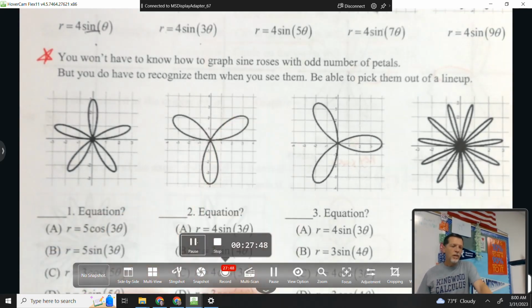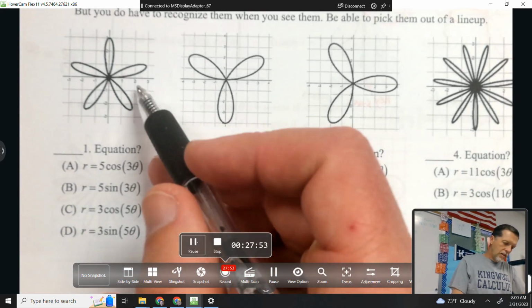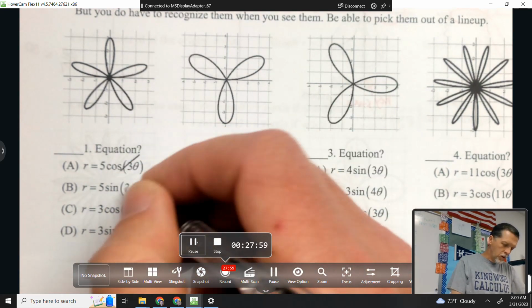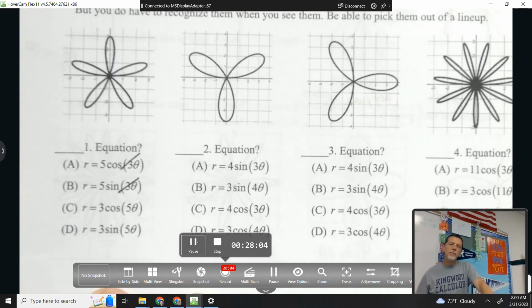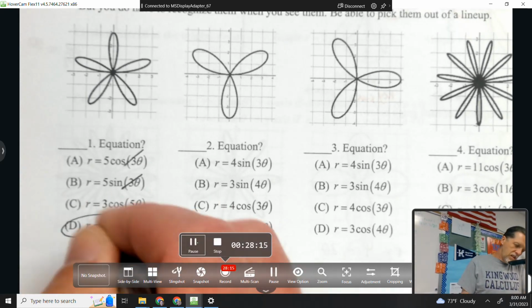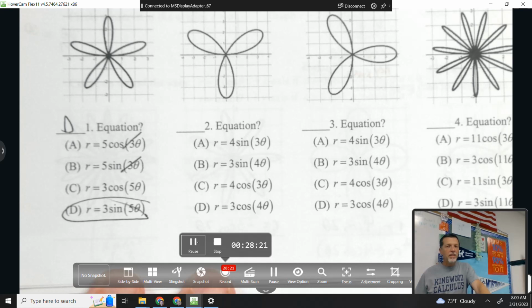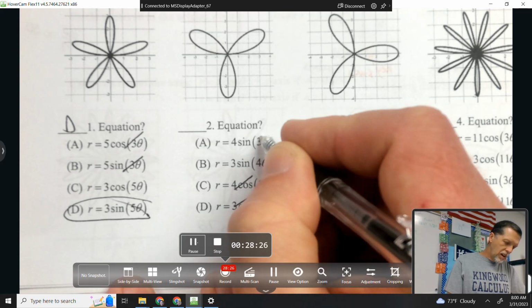So, like number 1, let's see. 5 petals. So, no, it's not either A or B. What about C or D? Is it a cosine or a sine? Sine, because there's not one on the x-axis. Number 2, there's not one on the x-axis, so it's not a cosine. There's 3 petals, so it's A.